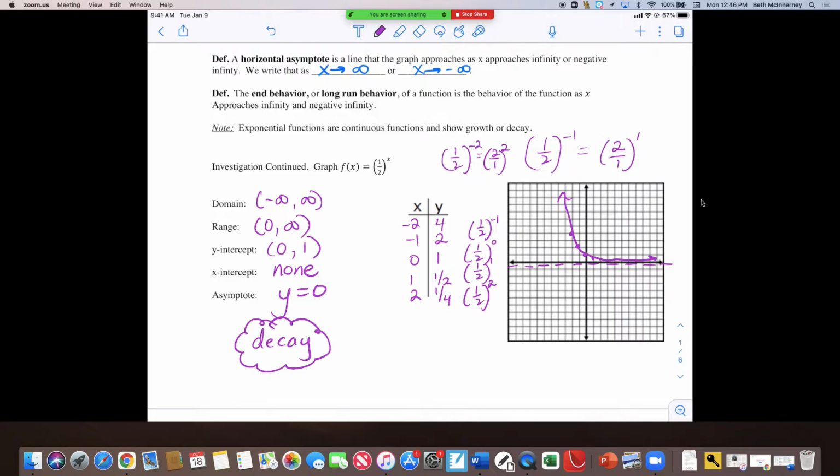Is this coming back to you from Algebra 1? So some yeses, some nos. Okay. That's okay, because I'm teaching it like you've never seen it before. So does it make sense what we've done? Just plotting the points. So this is what the general form of an exponential graph is.